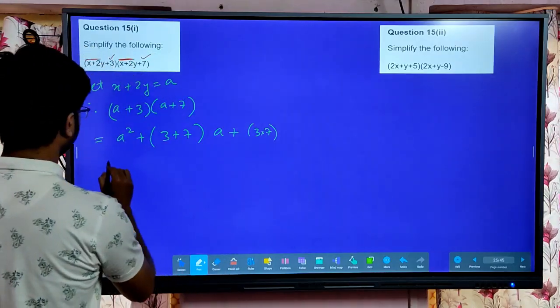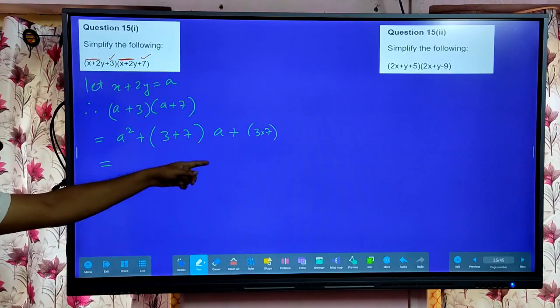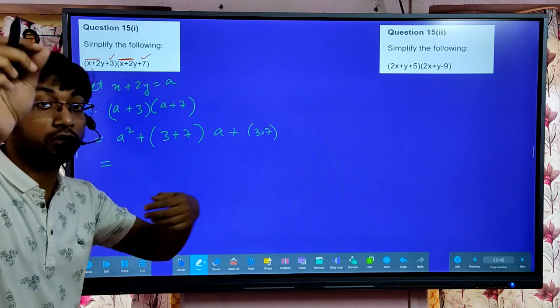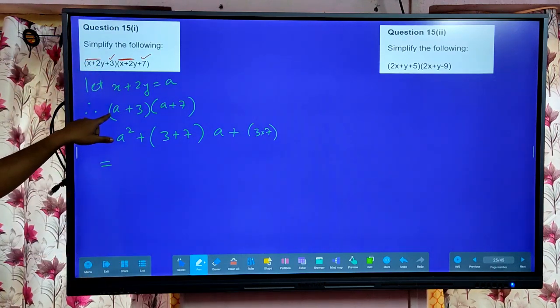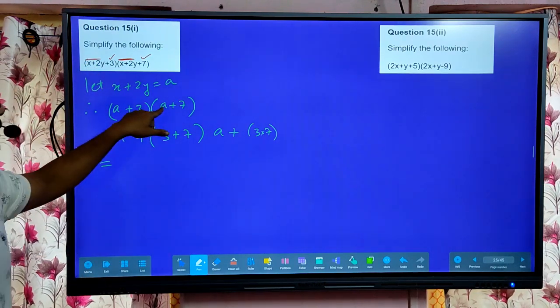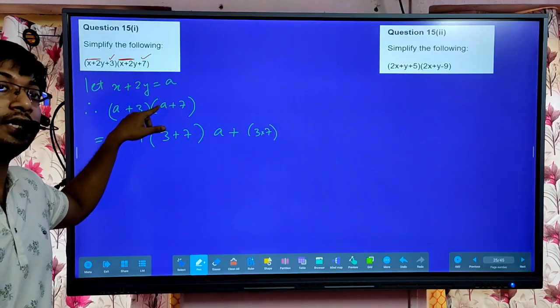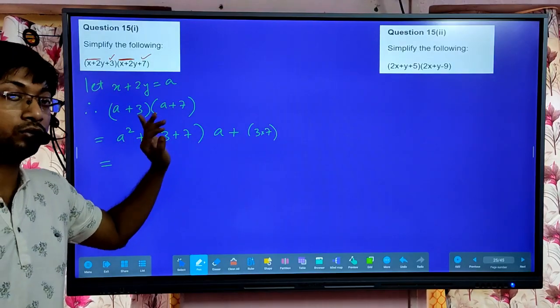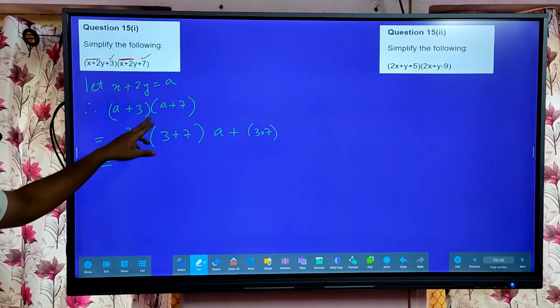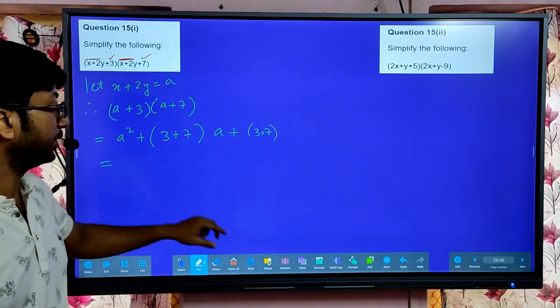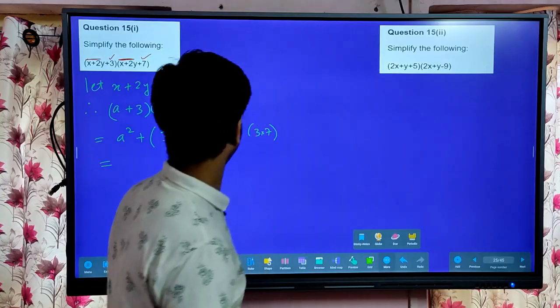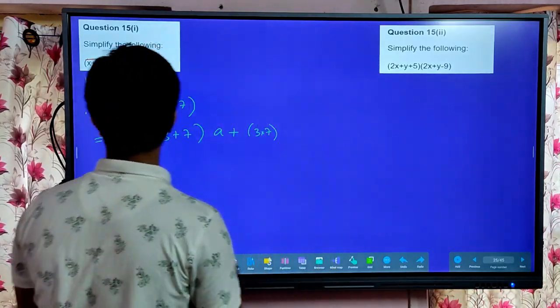Okay, so this style of multiplication is only possible when there is a single x or single a, a single variable, no square, no 3 times, no 4 times. But if there is 4a, then it would not have been possible. Okay, understood? So let us see.